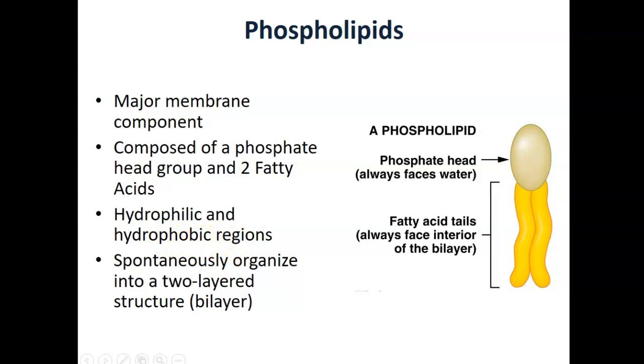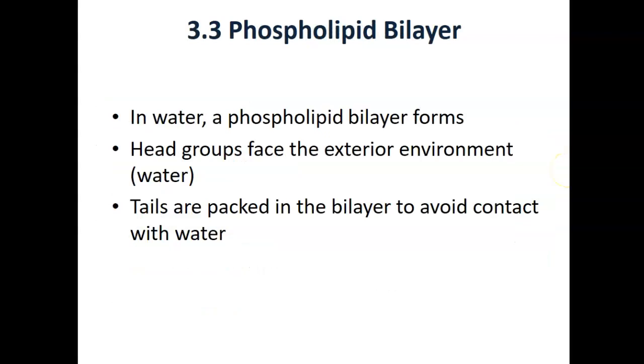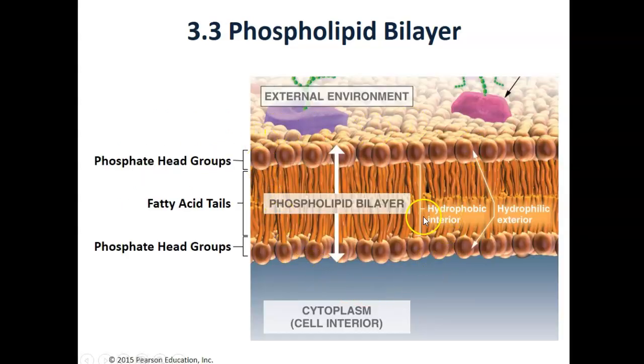The cell membrane is made of two layers of phospholipid molecules. The phosphate heads face the exterior environment, which is the water-based environment, and the tails are packed inside of those layers to avoid contact with water. Here's a picture to show the phospholipid bilayer of the cell membrane. This is the phosphate head. These are the fatty acid tails. So the two layers are in opposite directions to each other to form this plasma membrane structure.